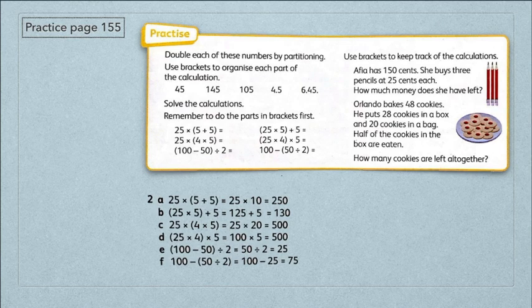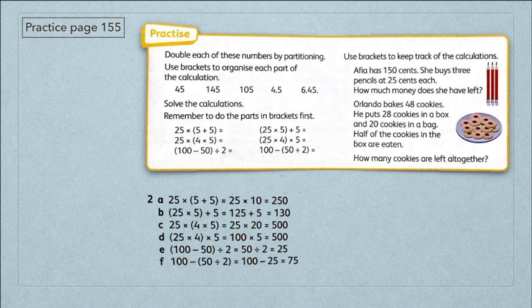So C is going to be 25 times bracket 4 times 5. First inside the bracket, 4 times 5, 20. Now left to right, 25 times 20. So leave the 0 aside. Double 25, 50. Put the 0, 500. D, bracket 25 times 4 times 5. 25 times 4 is going to be 100. Times 5 will be 500.